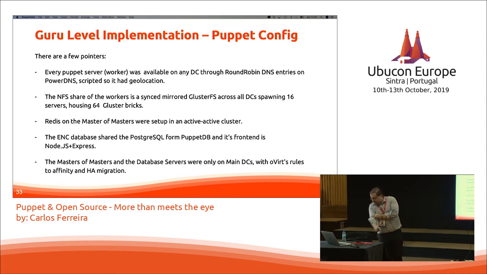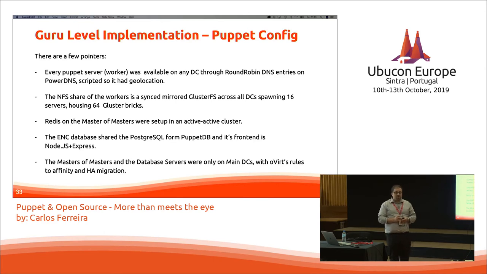A few pointers on the Puppet configuration itself. Every Puppet server, so the workers underneath the master of masters, was available on any DC. So from the peripheral one could contact the peripheral 8 Puppet server with no hassle. They were all connected, still through a round robin DNS, with entries on a PowerDNS, scripted, and with geolocation. So the round robin would see in which data center the node was and send it to your closest Puppet server. The NFS share of the workers is a synced mirror GlusterFS across all DCs, spanning 16 servers and housing 64 Gluster bricks.